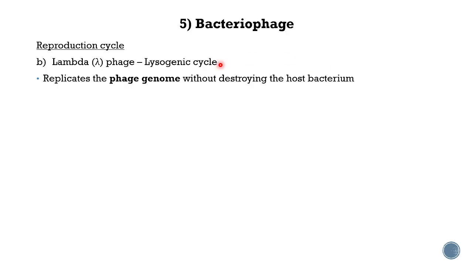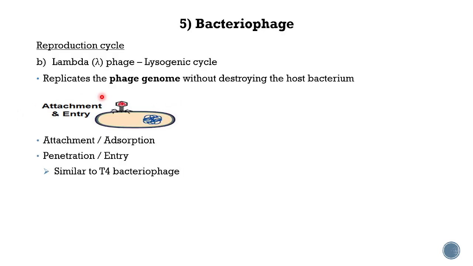The lysogenic cycle in particular is a phase of the reproductive cycle that replicates only the viral DNA without killing the host cell. Because at the end of the lytic cycle, the host bacterial cell will burst, and of course the cell dies. The lysogenic cycle doesn't do that. The infected bacterial cell is happily living, but with the viral DNA inside, and the viral DNA will be replicated inside the host cell.